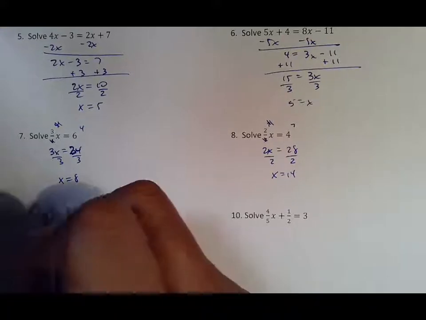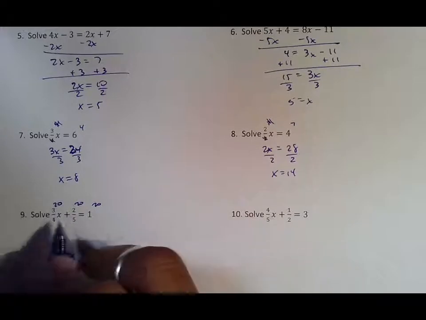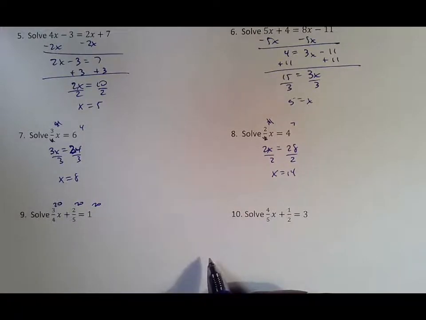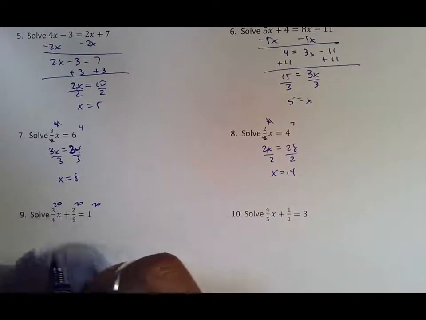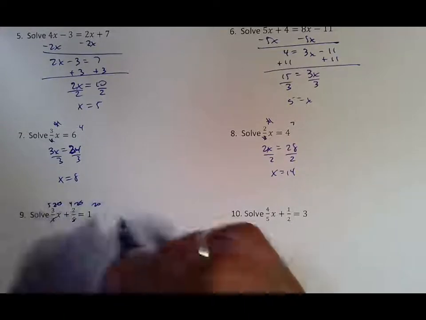On number 9, 20 is the number we use for 4 and 5. Don't forget, every single number gets multiplied by 20, not just 2 of them. Every number has to get treated the same. 20 divided by 4 is 5. 20 divided by 5 is 4.